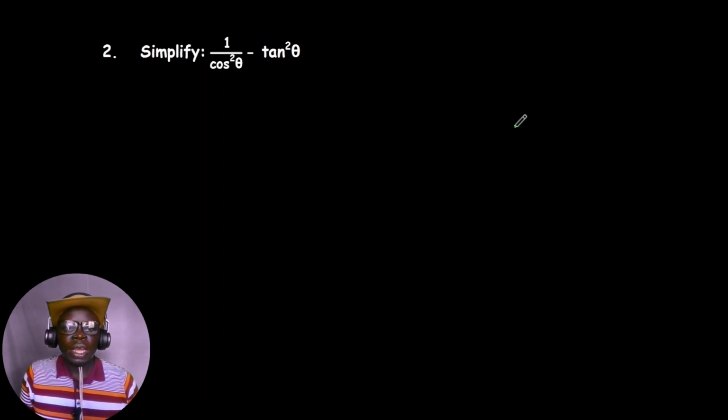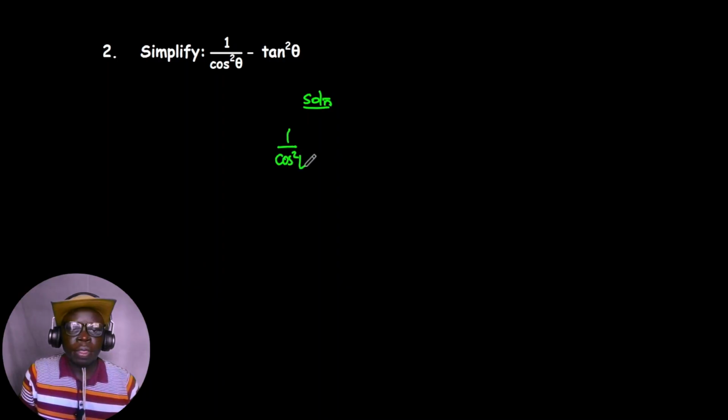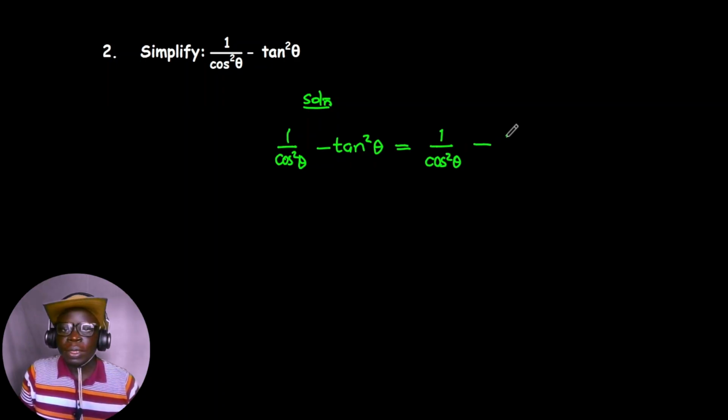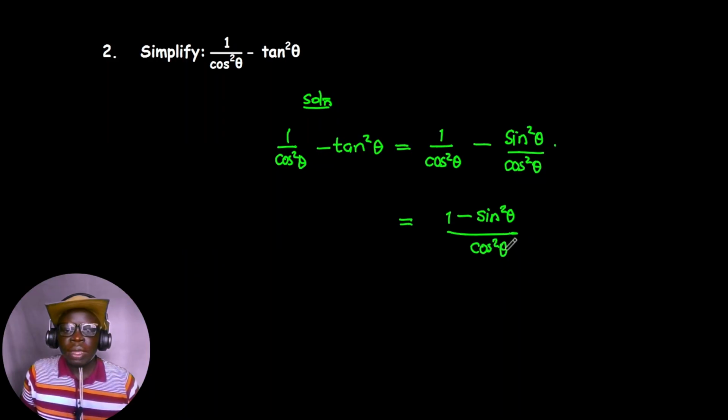Now in this question, we have 1 over cos square theta minus tan square theta. For now, what we can do is write this in terms of sine and cosine. We just recopy the first step here, and that is 1 over cos square theta minus, instead of writing tan square theta, we change it to sine square theta over cos square theta. Now from here, since the denominators are the same, you can subtract the numerators, maintaining one denominator. Therefore, we'll have 1 minus sine square theta over a common denominator, cos square theta.